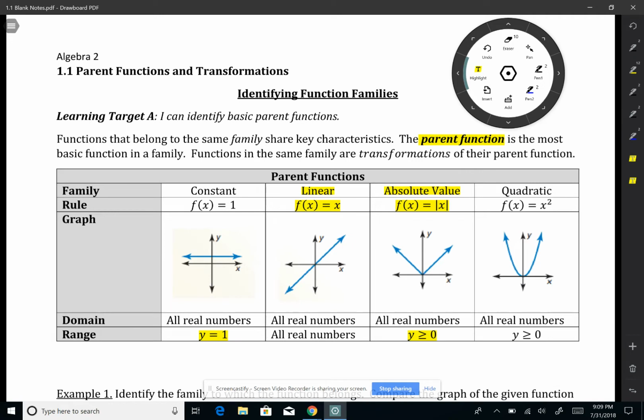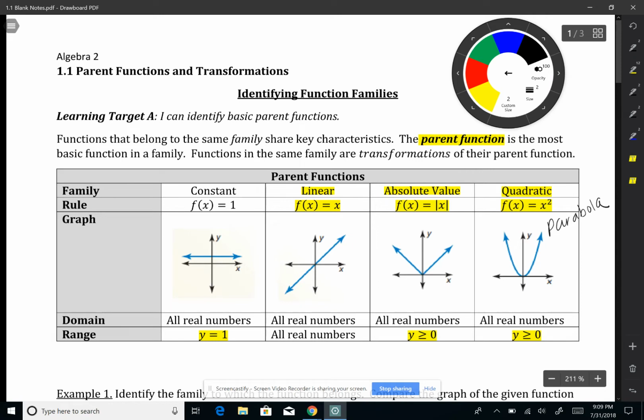Finally, we have our quadratic family, whose parent graph is f of x equals x squared. And maybe you remember this is called a parabola. Our quadratic function is also known as the squaring function, and what we do is we just square the input values. If you remember, anytime we square a number, which is multiplying it by itself, we will always get a positive number. Hence why the range on this one is also y is greater than or equal to 0, because we are never going to have a negative output.